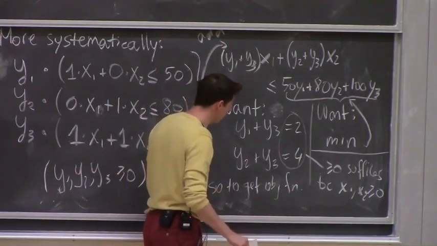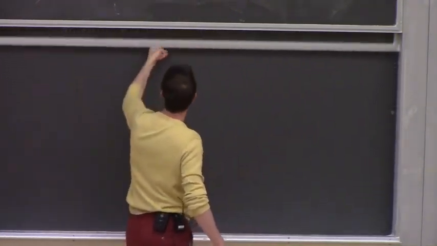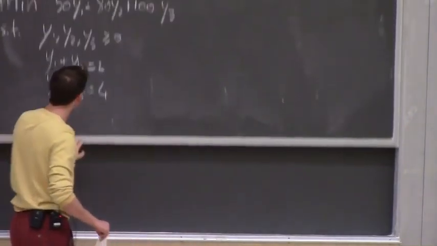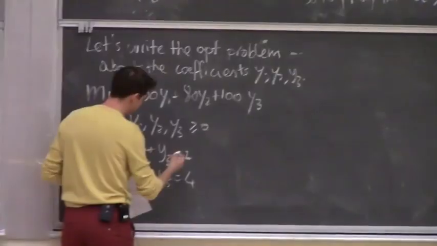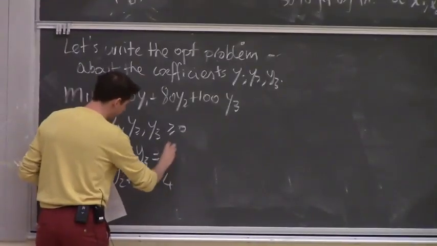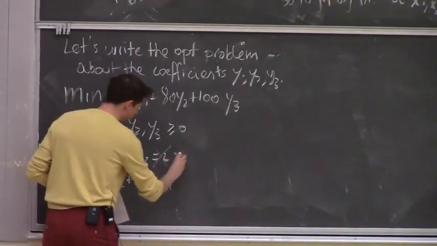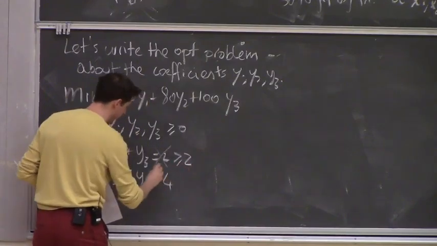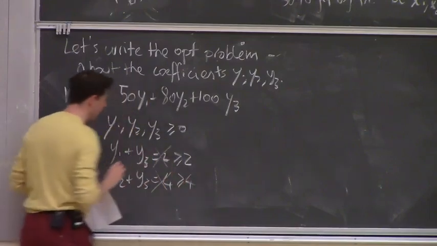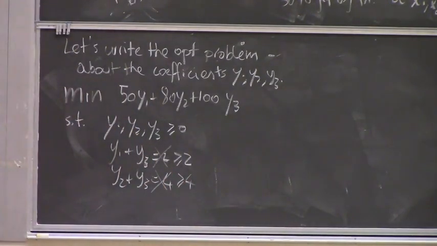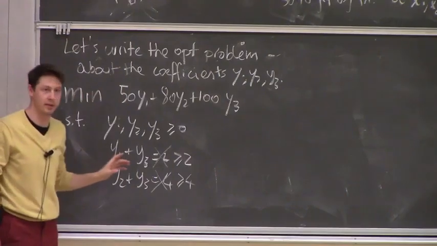With that change, it means that when I write down this linear program, I can actually not write equals 2, I just write at least 2. And here I don't write equals 4, I write at least 4. So again, this is important. It's unclear why this extra flexibility helps, but in the general case, this flexibility is necessary.